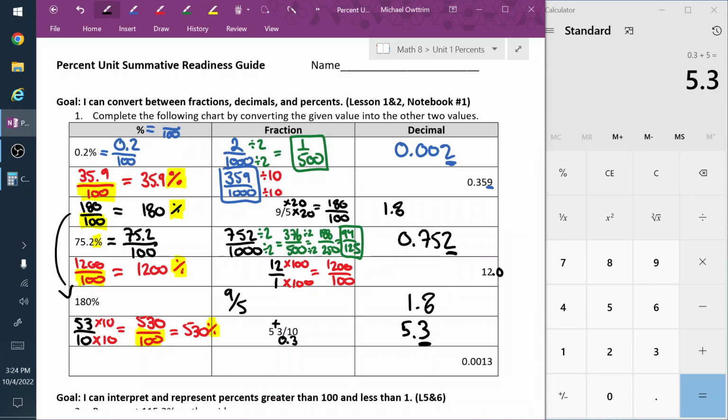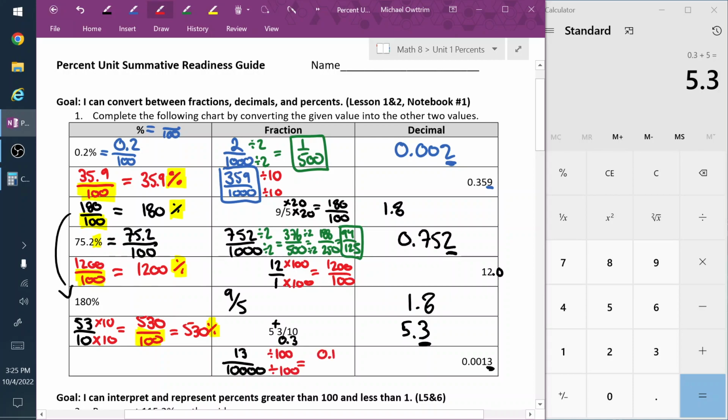Lastly, we've got our 0.0013. That gets to the 10 thousandths place, so this will be 13 out of 10,000. 13 is a prime number, so this does not simplify. To get this to be out of 100 for our percent, we're going to divide top and bottom by 100.